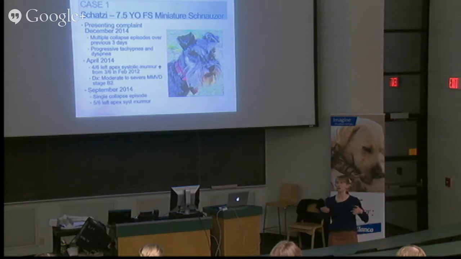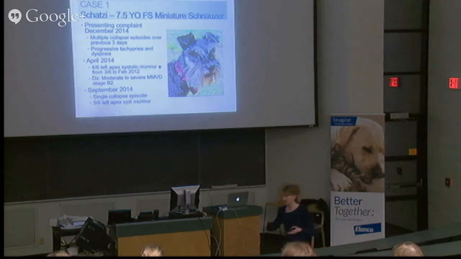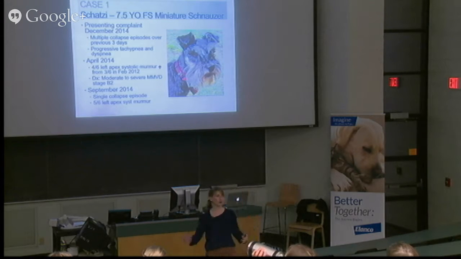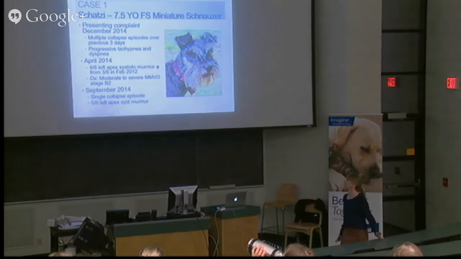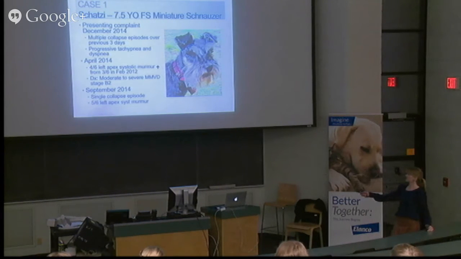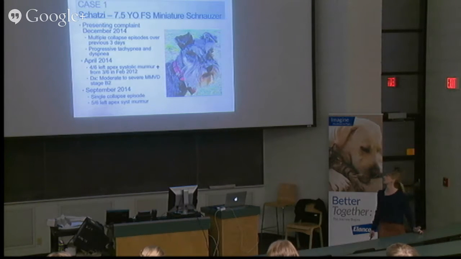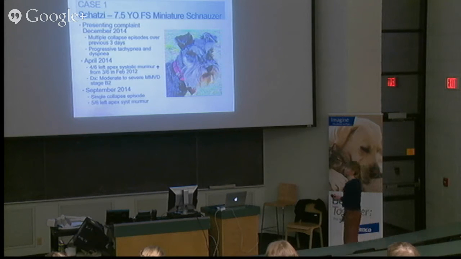If we think back, those were our patients that had identifiable cardiac disease with cardiac enlargement, but they're still asymptomatic. She had no clinical signs at that time, according to her owner, until she presented in September for a single collapse episode. One collapse episode where she darted out in the backyard, chased a squirrel, and fell over. It was very transient. She was up and at him within a couple minutes and completely normal and never looked back until December. So here's where she presents with multiple collapses and also tachypnea and dyspnea.